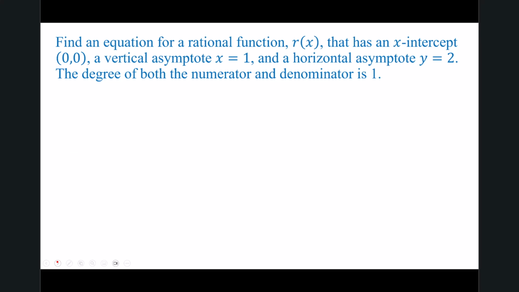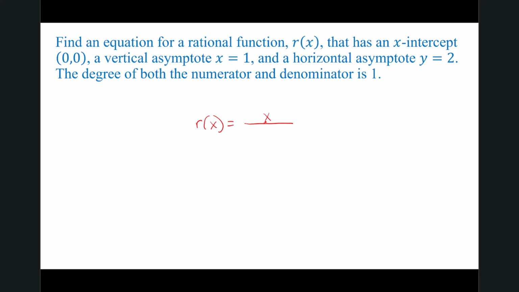Let's find an equation for a rational function r of x that has an x-intercept 0, 0. So let's start with that. If the x-intercept is 0, 0, we know we have an x minus 0 in the numerator, which we can just write as x. It might be an x squared, an x cubed, I don't know yet, but I'm going to just start with x.